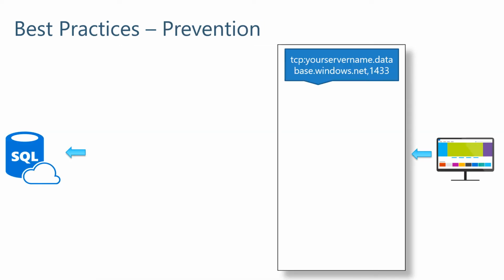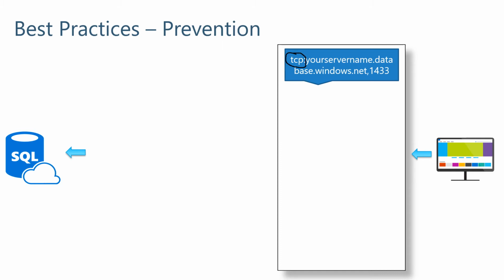Preventions. Other best practices that we have to prevent issues with the connection. The most important thing is to use the TCP protocol on port 1433. Why are we using TCP?